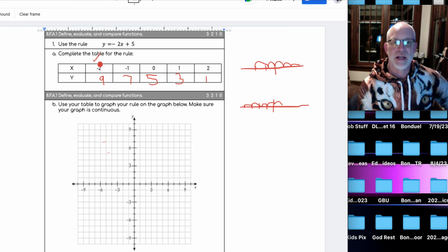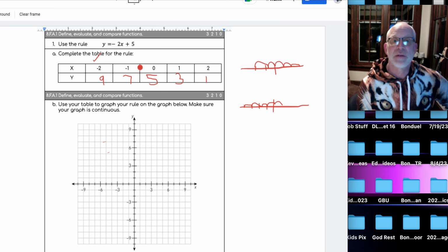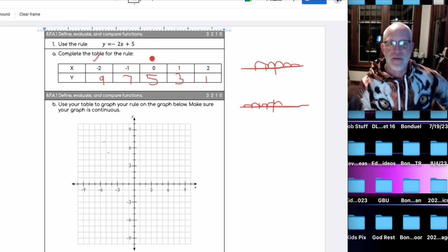Negative 2 times negative 2 is positive 4. Positive 4 plus 5 is 9. And negative 2 times negative 1 is positive 2. Remember, a negative times a negative is a positive. Negative 2 times negative 1 is positive 2 plus 5 is 7. Cool? So now we have to graph the points.